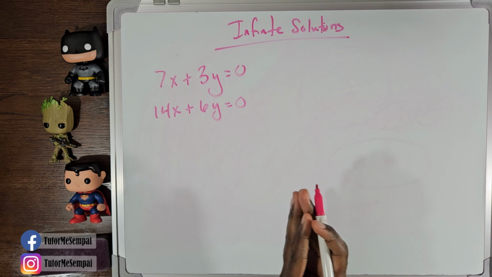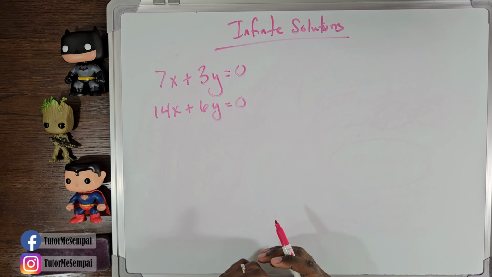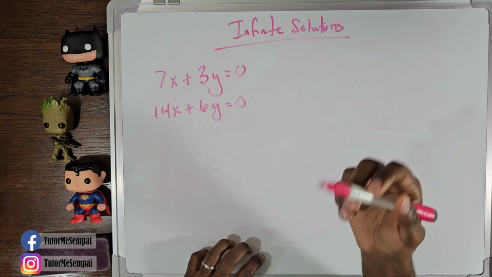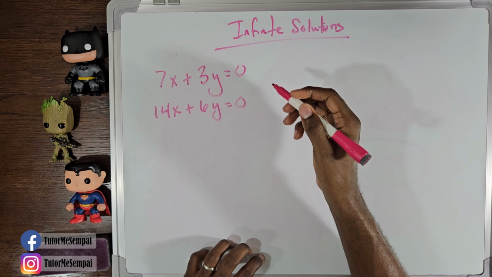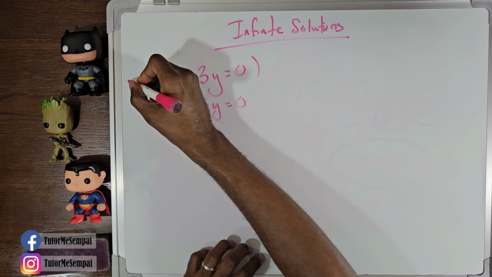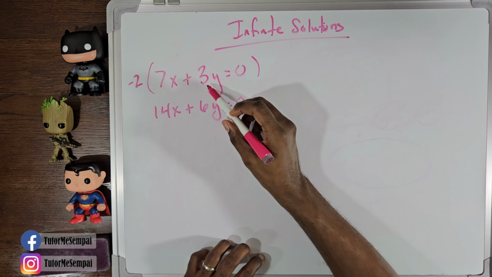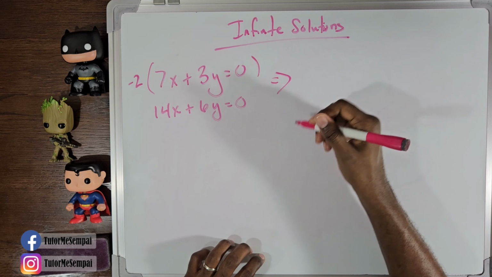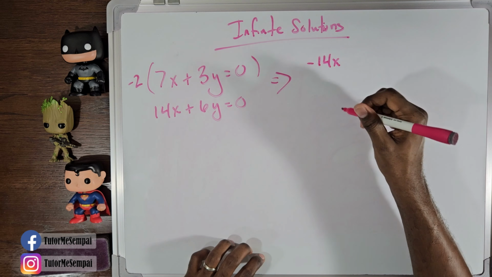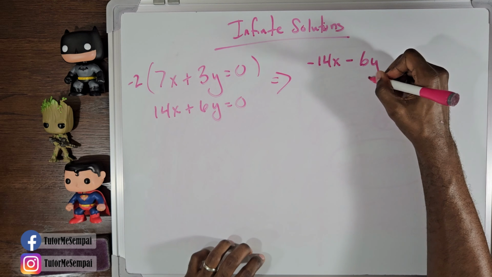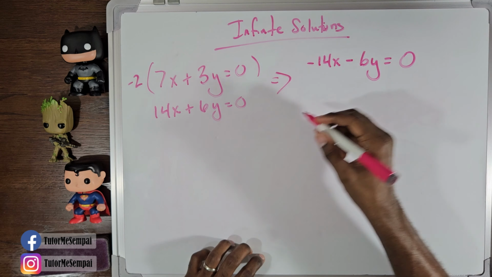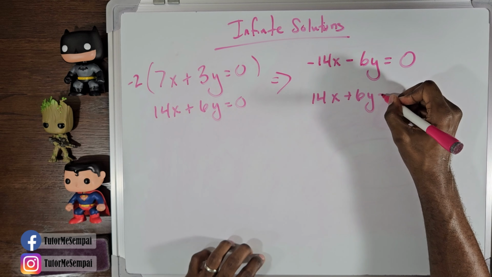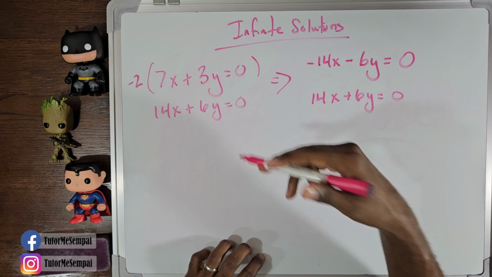So I'm going to try to figure out which variable I want to eliminate, the x or the y. And this time I want to eliminate the y. So what do I multiply our top one by to eliminate our y? Well, I'll multiply this by a negative 2, because if I multiply by negative 2 and combine them, that should get rid of my y. So I will have negative 14x minus 6y equals 0, and just rewrite this as 14x plus 6y equals 0. Now it's still 0 because negative 2 times 0 is going to be 0.